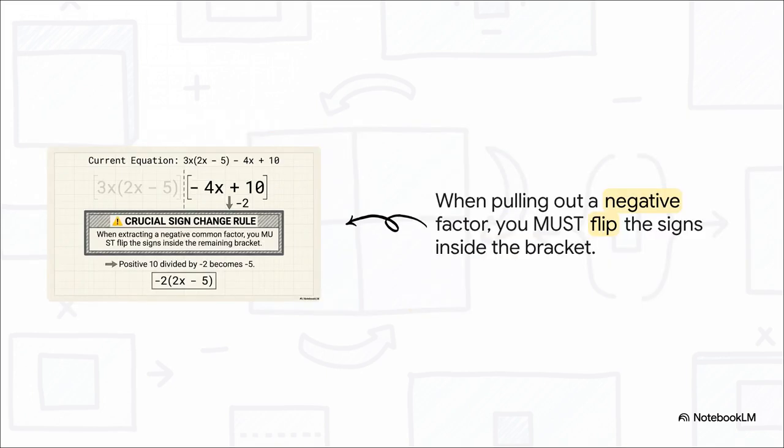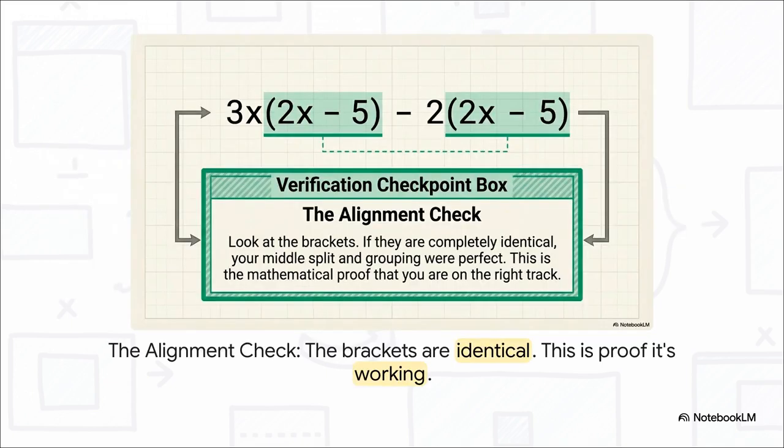All right, pause for a second, because this is probably the most critical step where people make mistakes. For our second pair, negative 4x plus 10, notice the first term is negative. That's a huge signal. It means we have to pull out a negative common factor, which in this case is negative 2. And that triggers the golden rule. When you factor out a negative, you have to flip the signs of everything left inside the bracket. So negative 4x divided by negative 2 becomes a positive 2x, and that positive 10 divided by negative 2 becomes a negative 5.